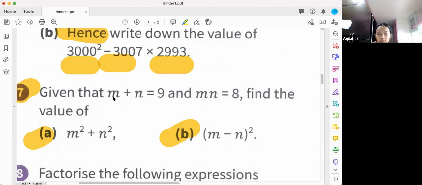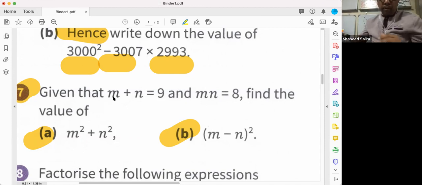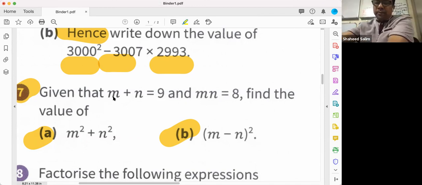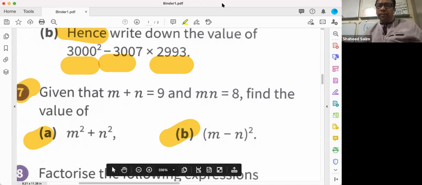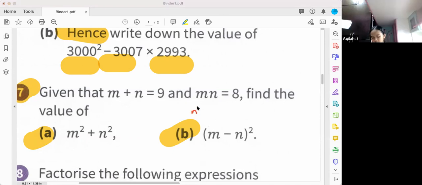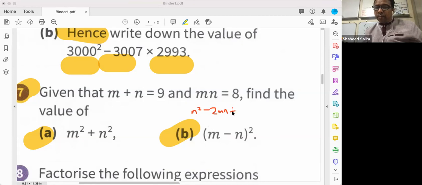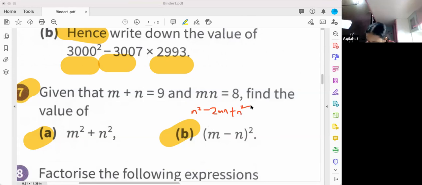How do I get m minus n? Have you expanded this, m minus n squared? What do you get? Read it out to me. I got m squared minus 2mn plus n squared. Minus times minus gives you plus. Correct. Can you do it now? Okay, yeah.